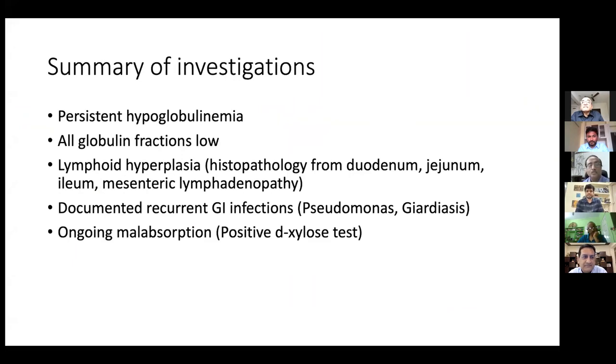Yes, sir. To summarize the investigations, we have multiple investigations done over the past 4 years, and there is persistent hypoglobulinemia, and all globulin fractions are in fact low. We have documented lymphoid hyperplasia in the form of histopathology from duodenum, jejunum, ileum, as well as mesenteric lymphadenopathy visible on imaging. And we have documented recurrent GI infections. We have one jejunal aspirate that showed MDR Pseudomonas, and then we have Giardia documented in the recent duodenal biopsy. And we have features of ongoing malabsorption in the form of a positive D-xylose test. That is what essentially the investigations tell us.